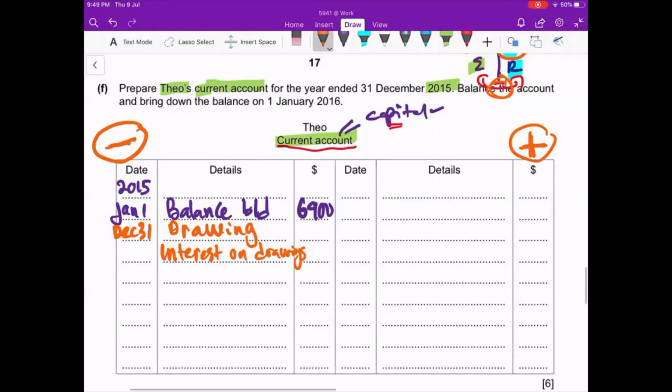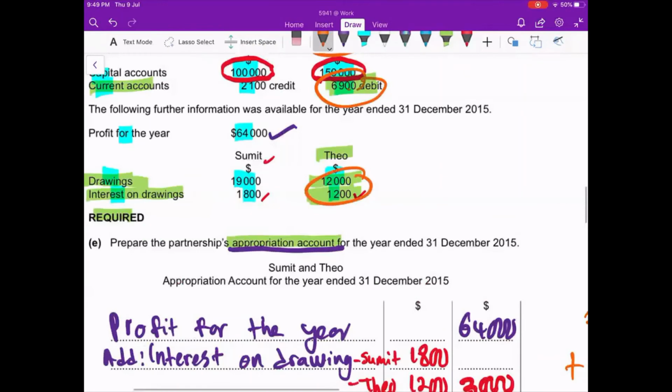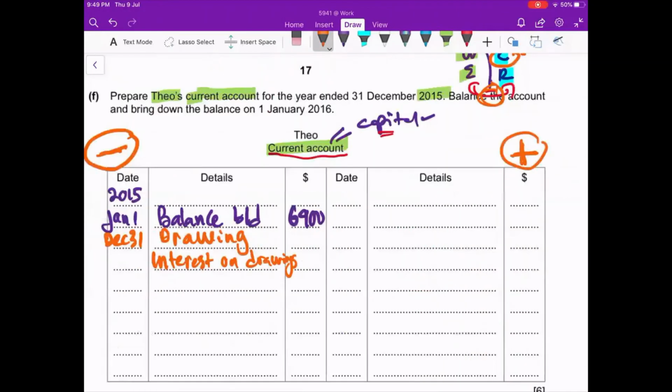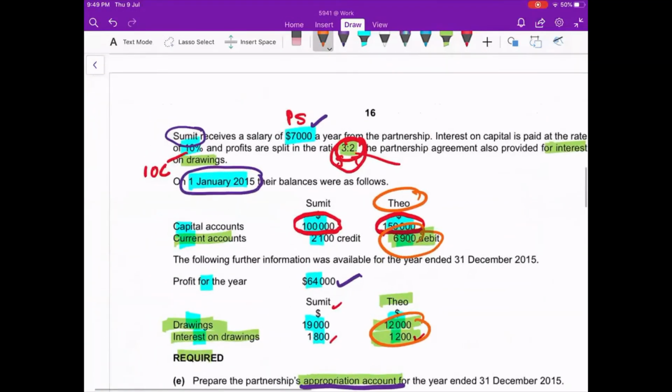Okay, interest on drawing. So double check how much the drawing and interest on drawing are. Drawing is 12,000. Interest on drawing is 1,200. So I go here, I write drawings, 12,000. Interest on drawing is 1,200. So the interest on drawing, I write a bit small. Okay, 1,200. After that, do you have anything else related to Theo here? No, we have done with this.